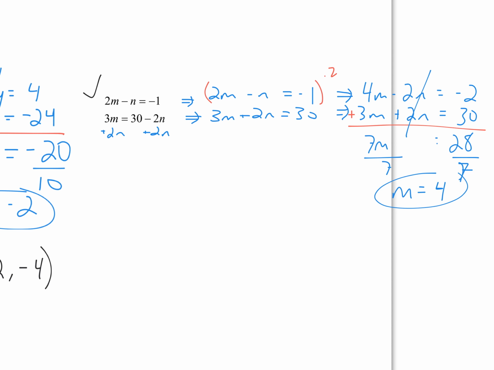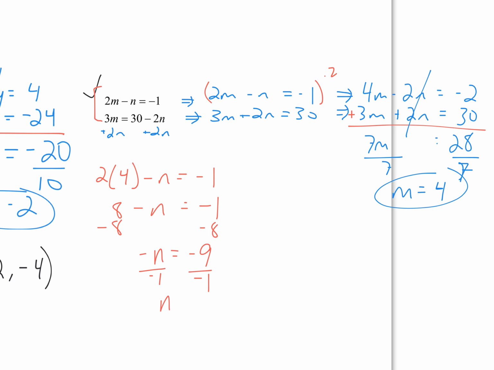Remember the last step, go back to an original equation. So the first equation, plug in m equals 4. I'm going to go for the first equation. Simplify, well, 2 and 4 gives me 8. Subtract 8. And then divide through by a negative 1. Ordered pair would be 4, 9.